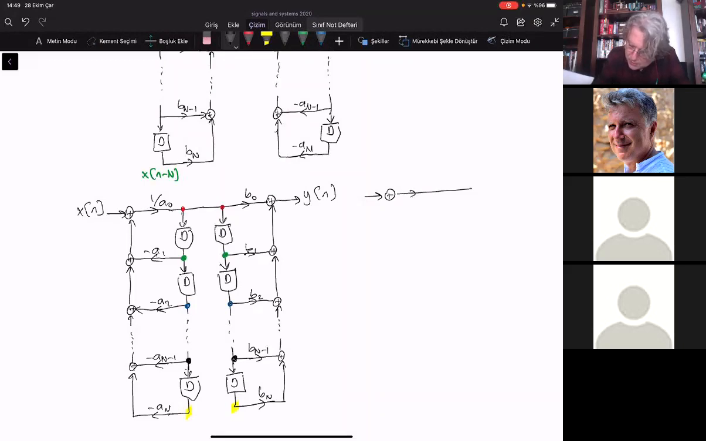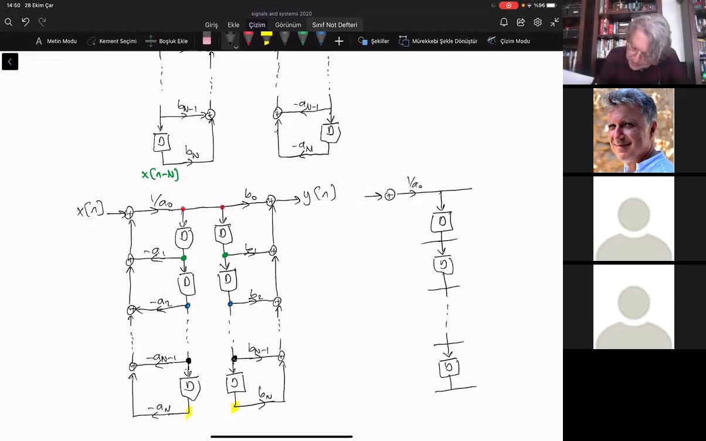With a scale of 1 over A0, and then I will have a single delay element. And that will bring me to the green point. So from the green point to the left and to the right, I can proceed. And then another delay element, which will give me the blue point to the left and to the right. I can split from there, etc. Then I split to the left and to the right and have the last delay, and its output can go to the left and to the right.